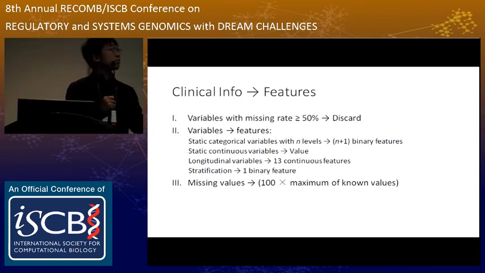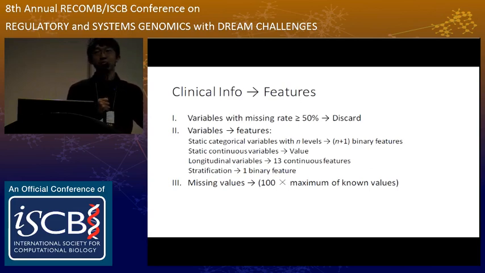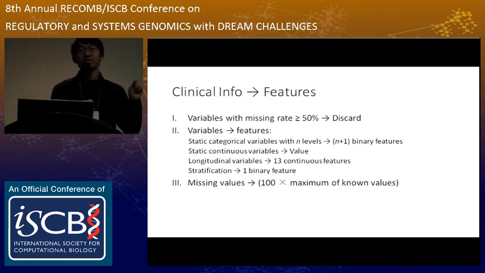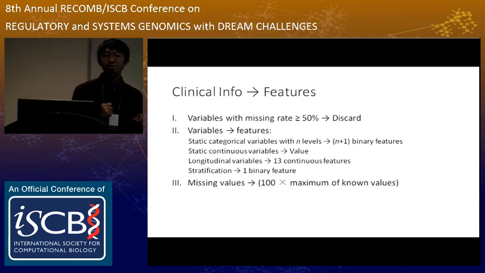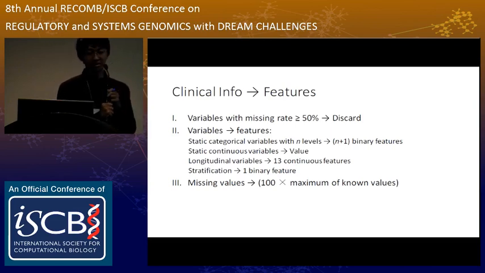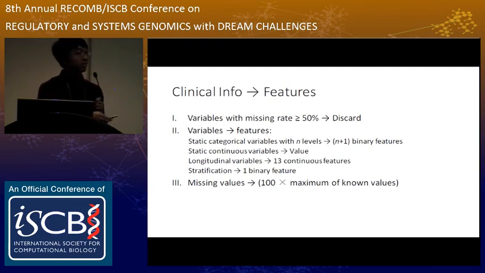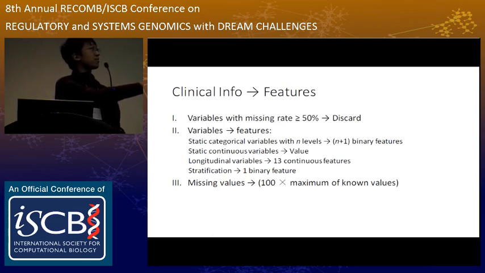For the variables-to-features conversion, there are 3 different types of variables that are shared between subchallenge 1 and 3, and there's a specific kind of variable that is specific to subchallenge 3. The first 3 shared kinds are static categorical variables with n levels, static continuous variables, and longitudinal variables.